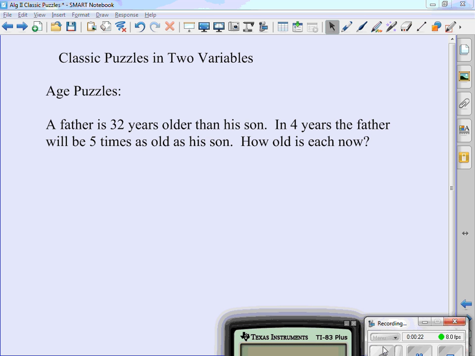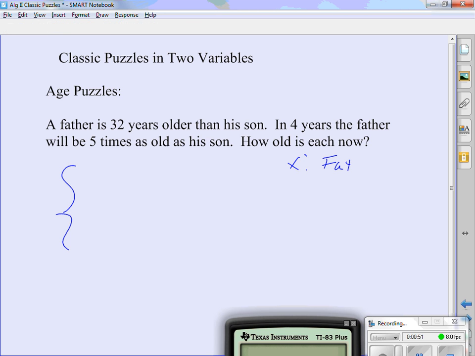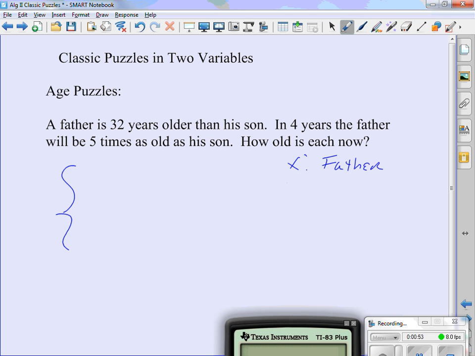What we need to do for these problems is set up systems of equations. We're going to need to come up with a system. What variables do we want to use? If you use x and y, we have to declare what we're using. X is going to stand for father. Y is going to be son.